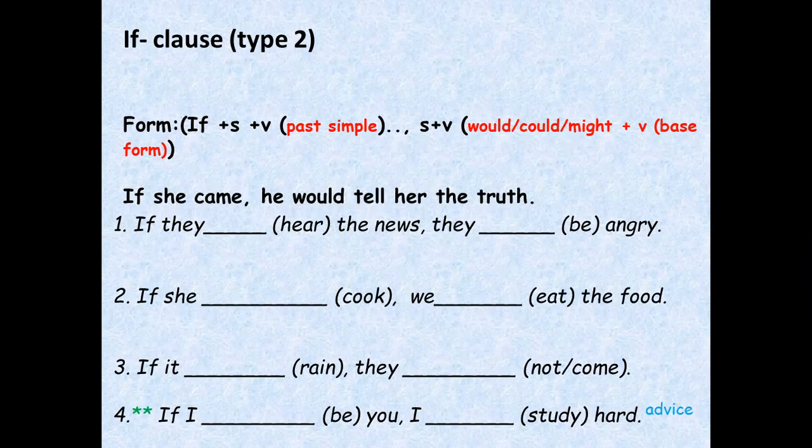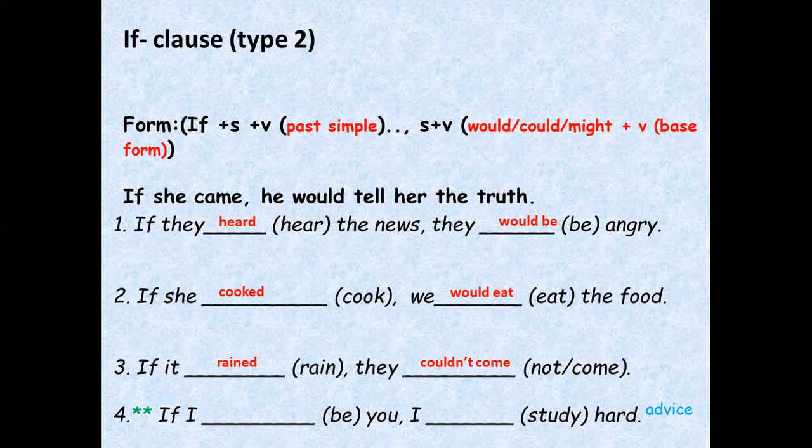If they hear the news, they be angry. We have to use verb 2 here. And verb 2 of the verb here is heard. If they heard the news, they would be angry. Number 2, if she cooked, we would eat the food. Number 3, if it rained, they wouldn't or couldn't or might not come. The last sentence is special.